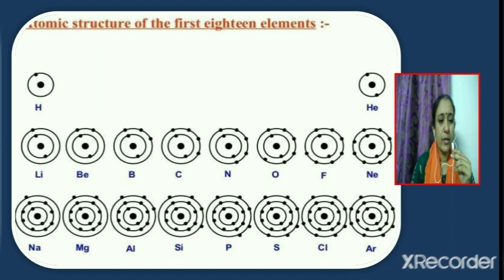Now consider chlorine. Number of electrons 17. So 2 electrons should be shown in the K shell, 8 electrons in the L shell and 7 electrons in the M shell. Next consider argon. Number of electrons 18. So the configuration will be 2, 8, 8. 2 electrons in the K shell, 8 electrons in the L shell and 8 electrons in the M shell. So this is how you can arrange the electrons.